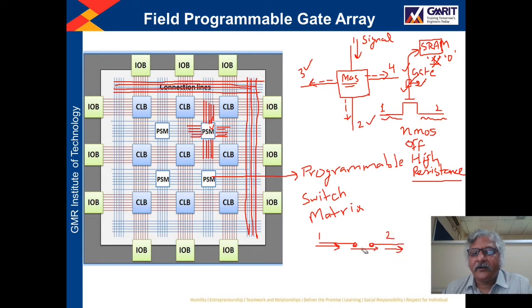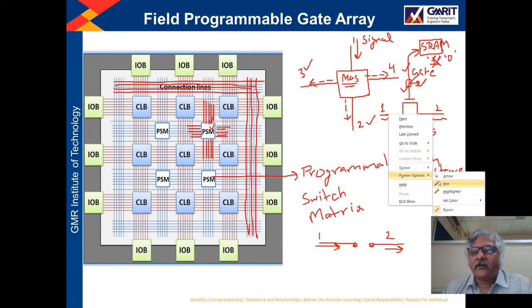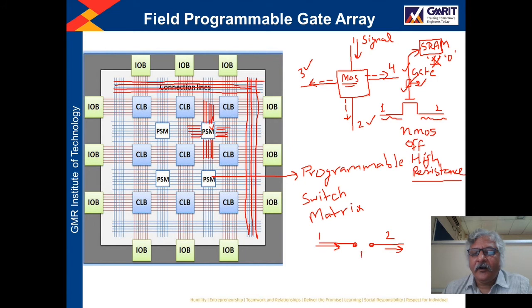Now here this is an NMOS, and this NMOS is off. It offers very high resistance, so now there is no connection between wire 1 and wire 2. In this way we can make or break the connections between wire 1 and wire 2. So what is the basic idea here? Between wire 1 and wire 2, there is one NMOS.